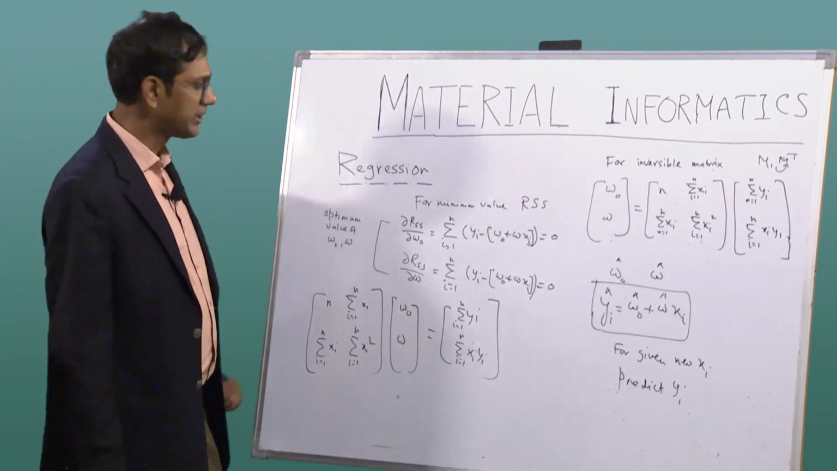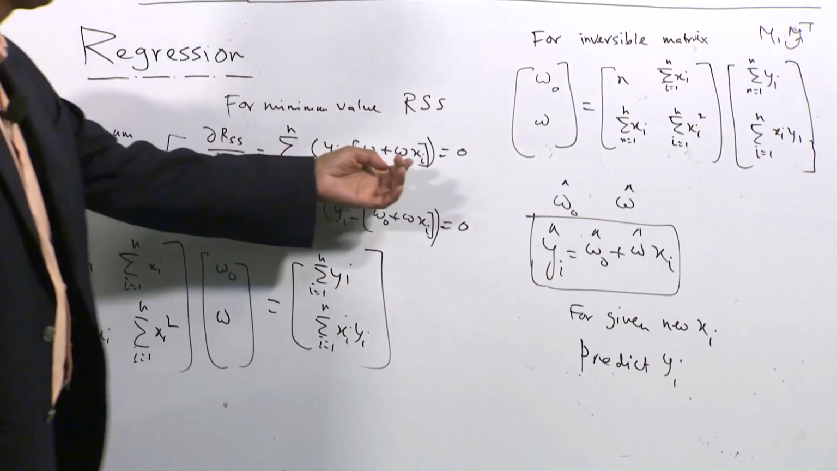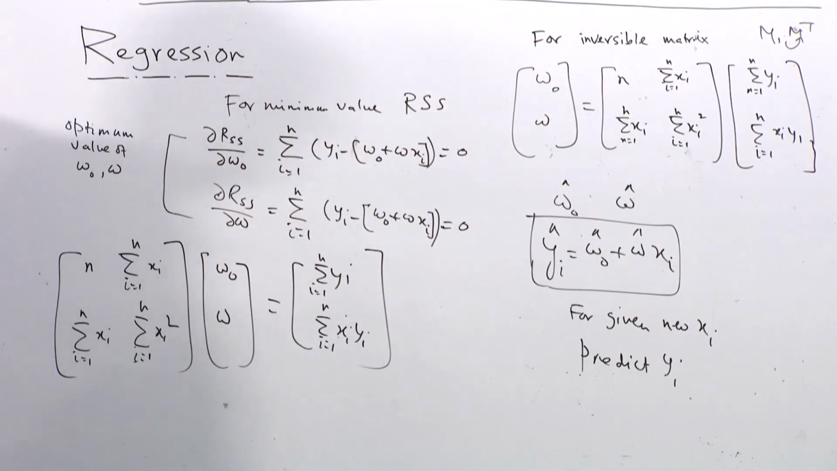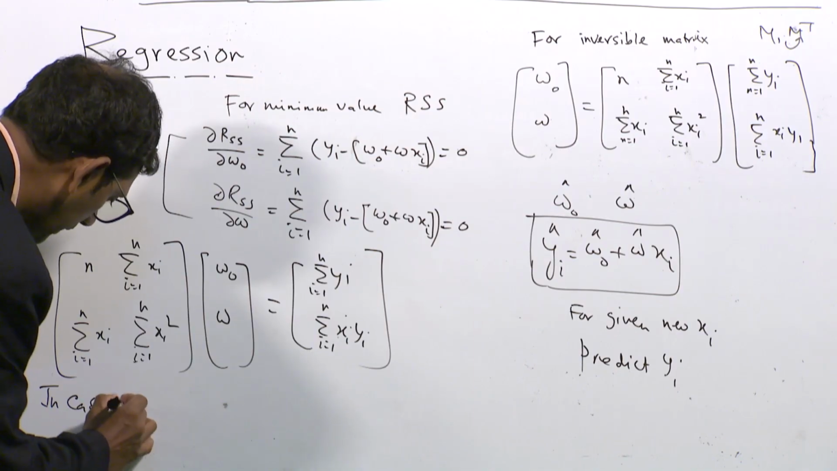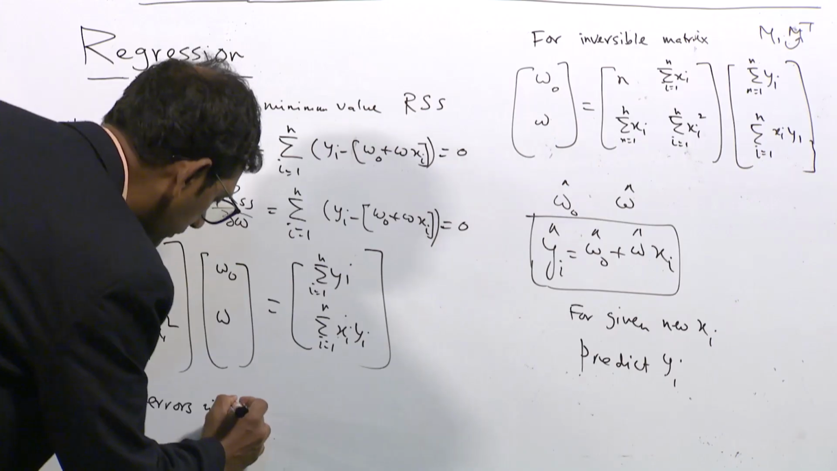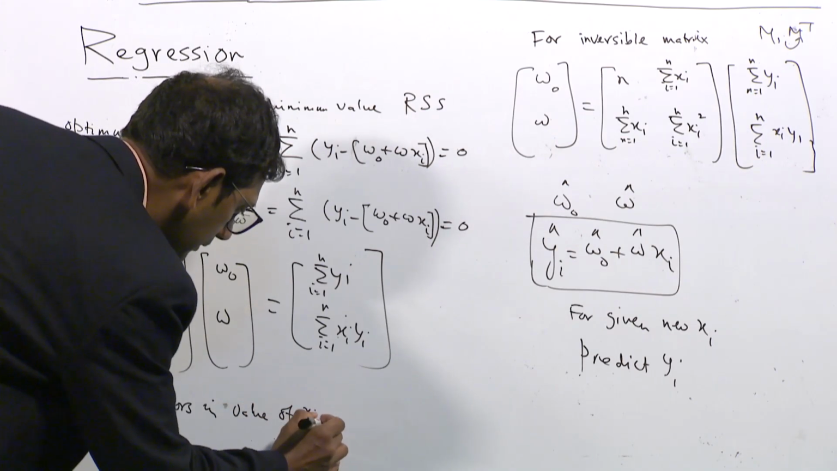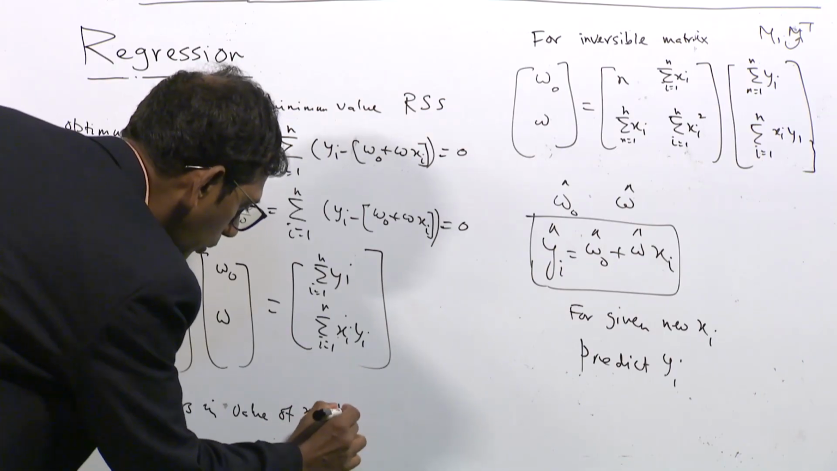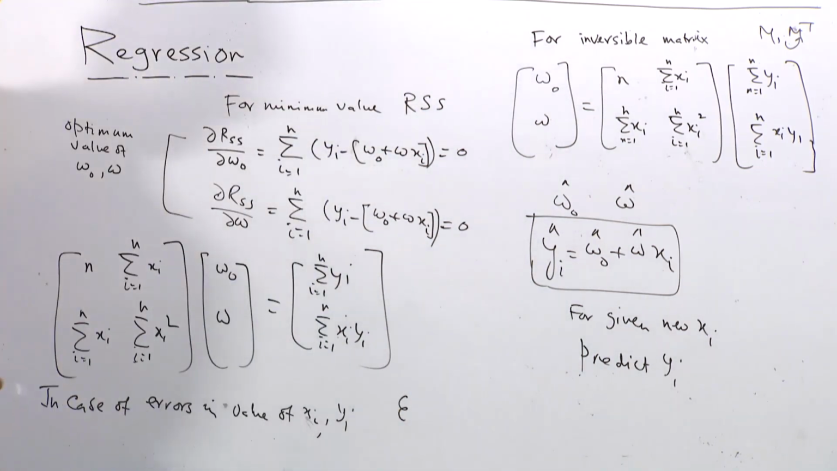And sometimes your data will have errors also, right. It is not that the data will always be very perfect. So, if you have error, then the equation has to be a little bit modified. So, in case of errors in the values of xi and yi, let us say the error is epsilon. So, this equation will be a little bit modified. Let me do that modification.